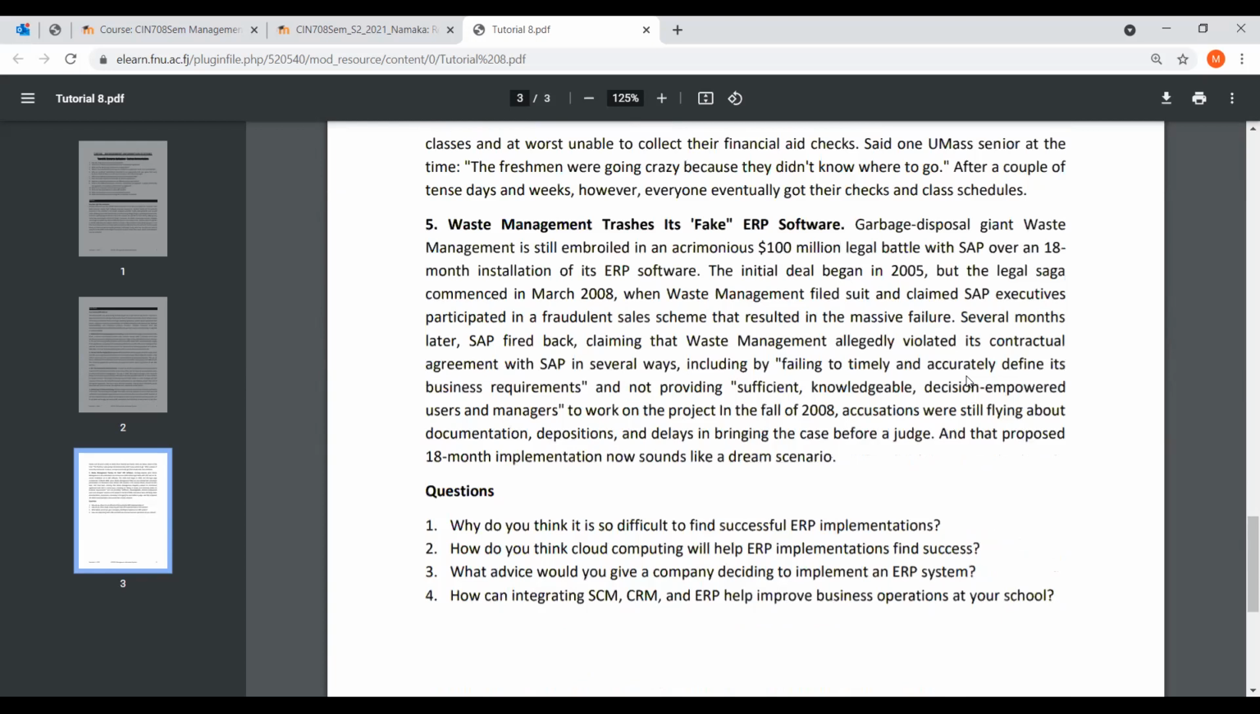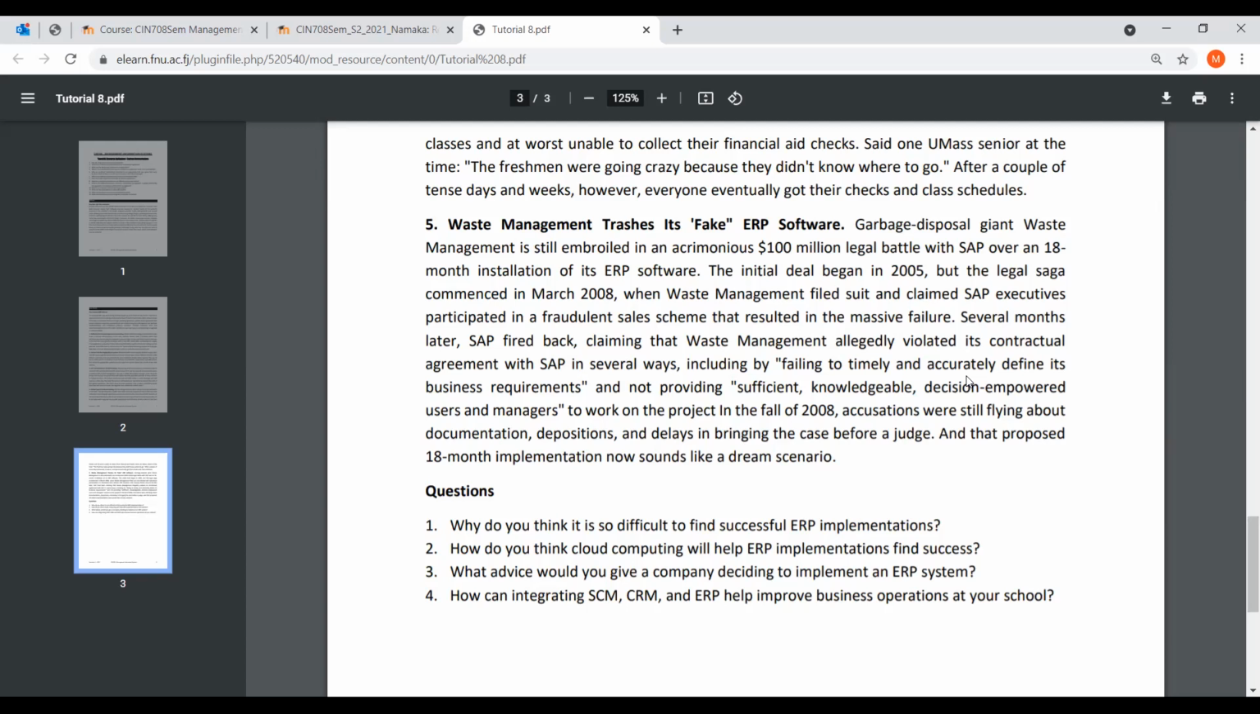Fifth case study with ERPs. Waste Management trashes its fake ERP software. Garbage disposal giant Waste Management is still embroiled in an acrimonious $100 million legal battle with SAP over an 18-month installation of its ERP software. The initial deal began in 2005, but the saga commenced in March 2008 when Waste Management filed suit and claimed SAP executives participated in a fraudulent sales scheme that resulted in the massive failure.